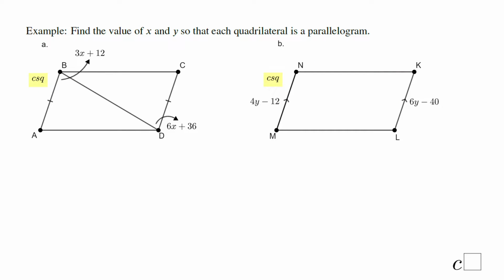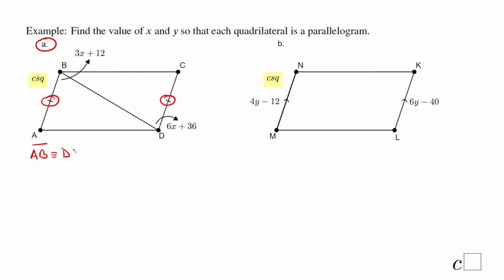Let's take a look at this example. Of course, we need to use some algebraic skill. We need to find the value of x and y so that each quadrilateral is a parallelogram. So let's take a look at this A. And the first thing we notice here, we have something that we had just a while ago. We have the fact that AB is congruent with DC.